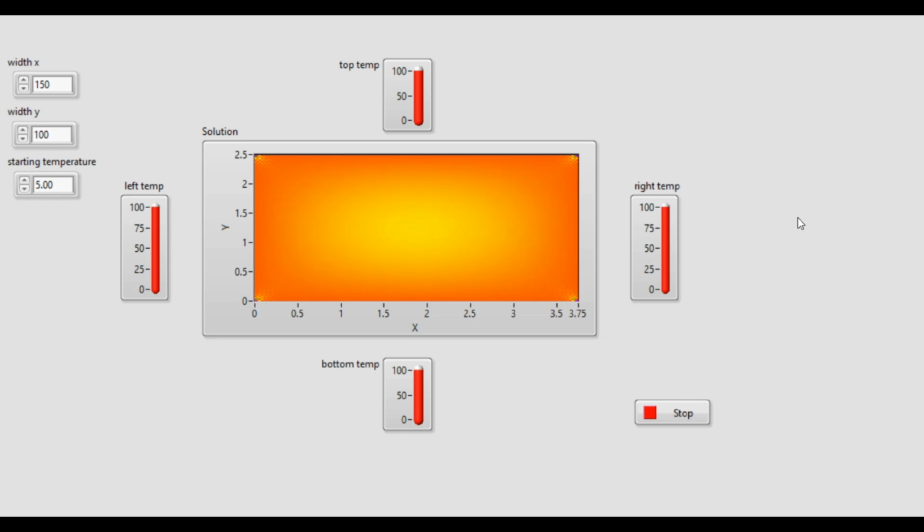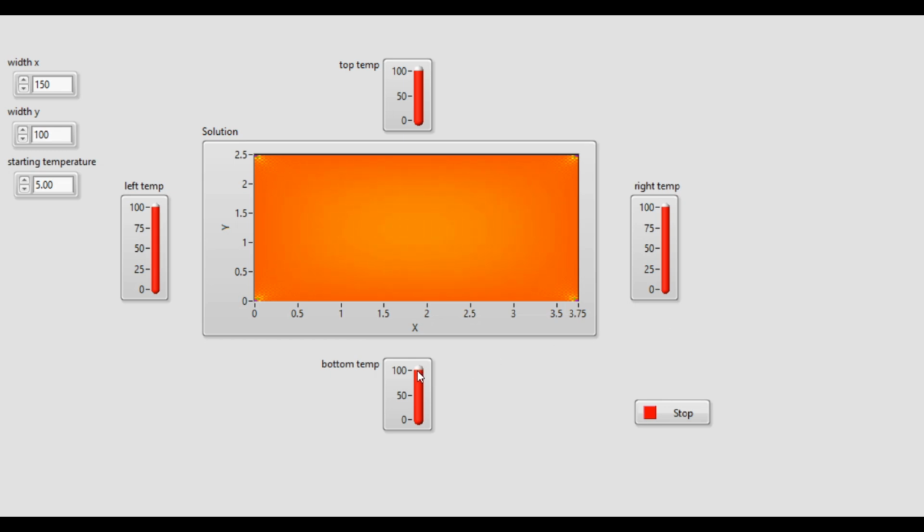Key observations. Temperature gradients. You'll notice that the temperature changes aren't uniform. The areas closer to the hotter sides will be warmer, while those near the cooler sides will be cooler. This creates a temperature gradient across the plate.